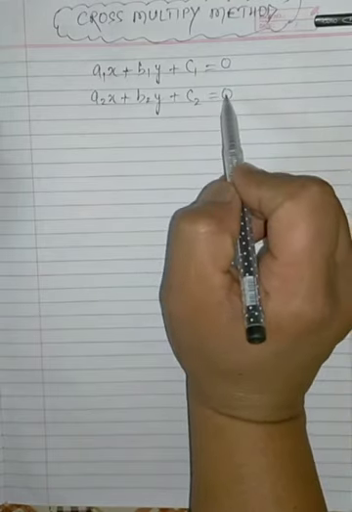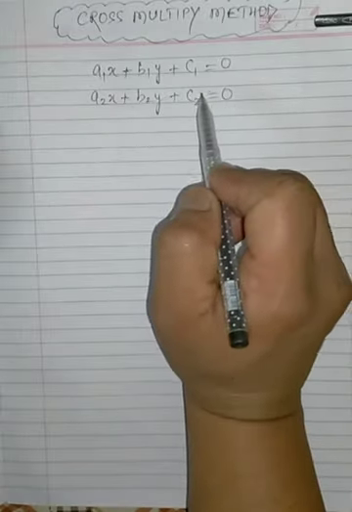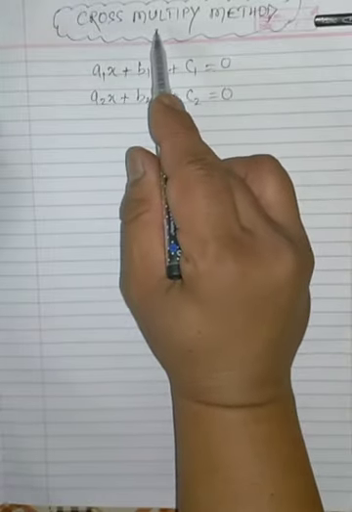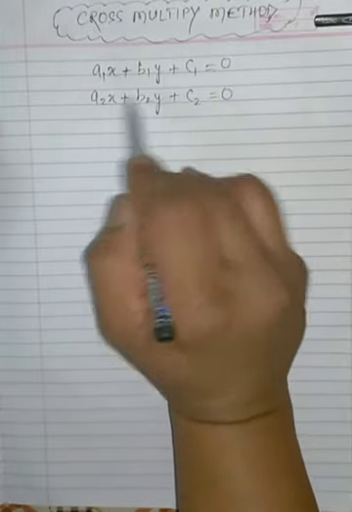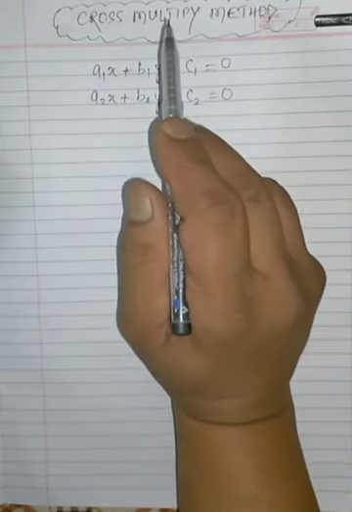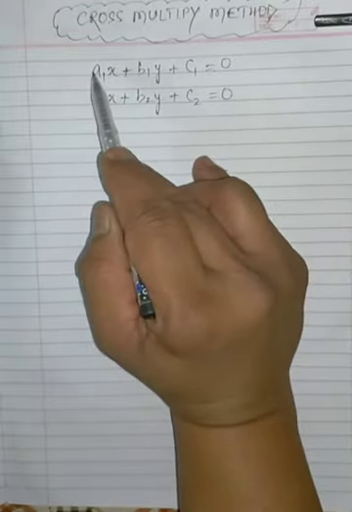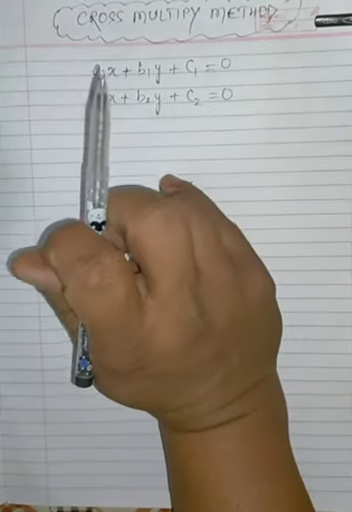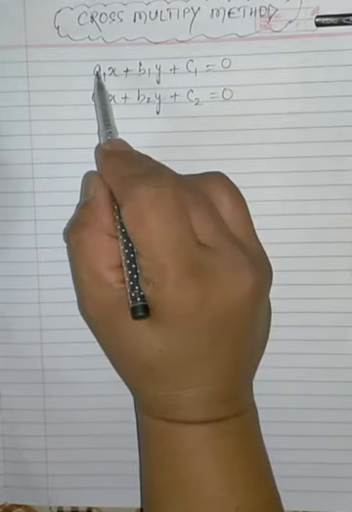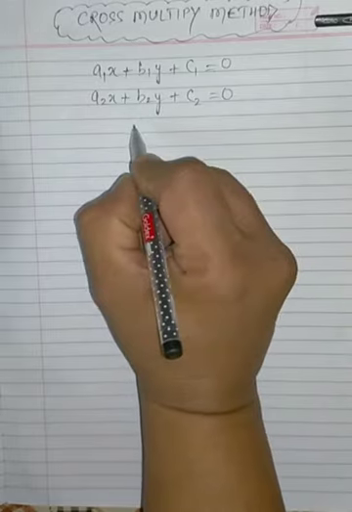If we don't do so, then c1 and c2 will have the opposite sign, because of which the answer will be wrong. So make sure that for this method particularly, both the equations should be in standard form. It is not compulsory for the substitution method, nor for elimination, but in this method you have to keep in mind that a, b and c should all be on the same side.